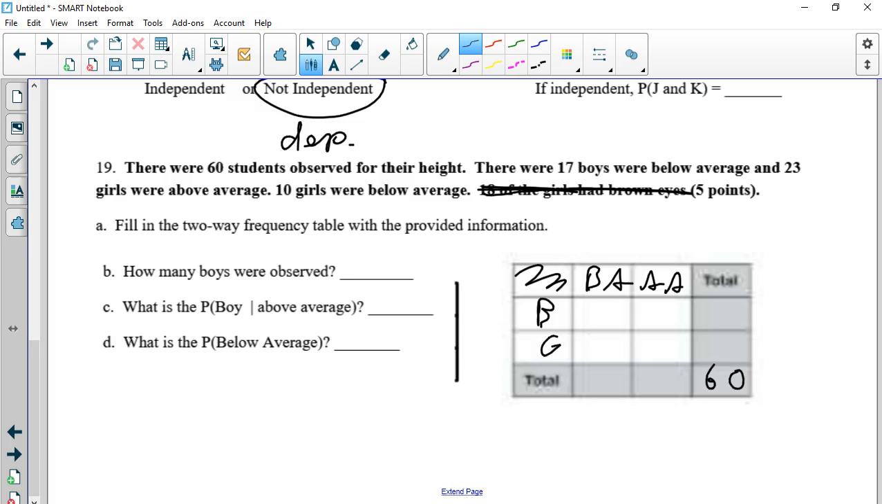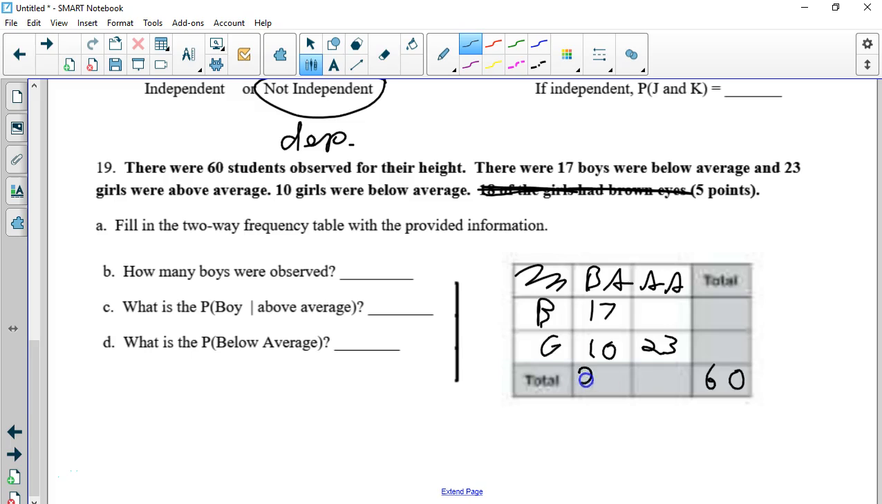Okay? So, it says there were 17 boys below average. So we find boys below average and we put a 17 there. It says 23 girls were above average. So girls, 23, boom. Now, we can't do anything yet. We don't have enough information. That's why we find out that 10 girls were below average. So we put 10 here.